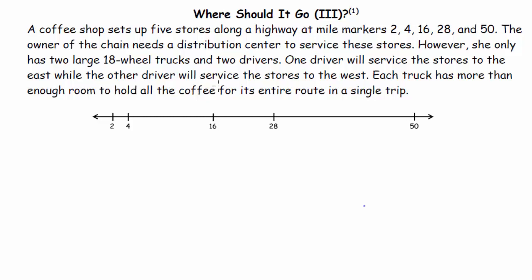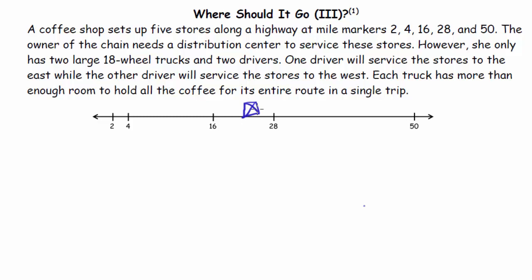Similar to the distribution problem we looked at before, this owner of some coffee shops along the highway has stores at mile marker 2, 4, 16, 28, and 50. She is looking for a place to put her distribution center. Now this problem is a little different in that this store owner has 2 semi-trucks that have more than enough room to store all the coffee they need. So she is looking for some place to put this distribution center. Let's say she puts it here.